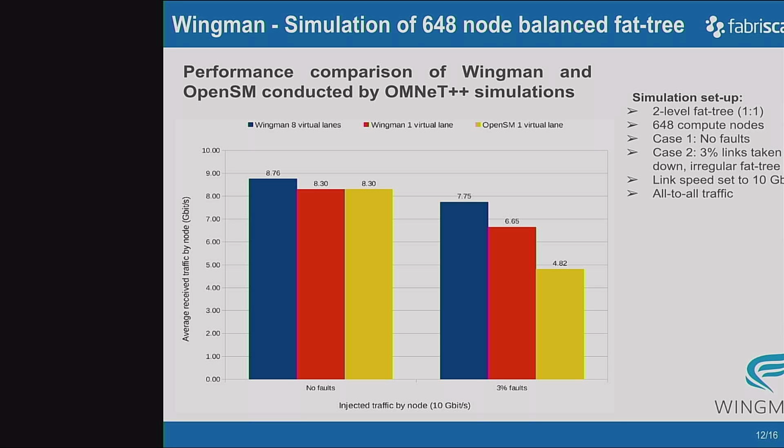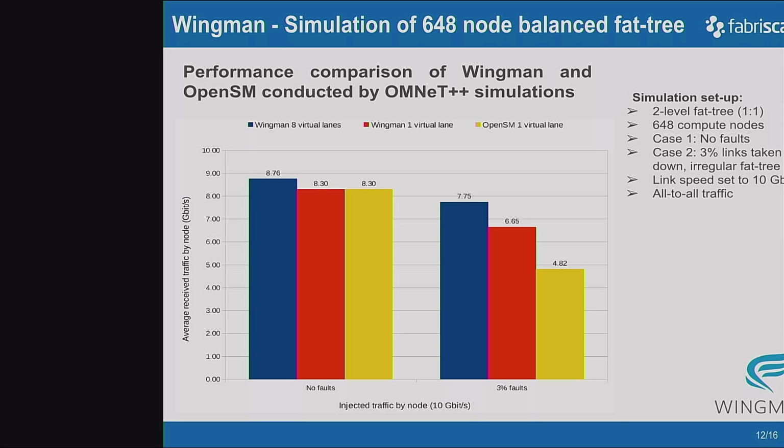But the interesting part comes when there are some faults in the network, because when some links are down, actually the fat tree is no longer balanced, because what we are using here is a perfectly balanced fat tree, and then OpenSM is actually as good as what we are. But when there are some errors, some nodes are down, some links are down, and the tree is no longer perfectly balanced, we are significantly outperforming the open source version.